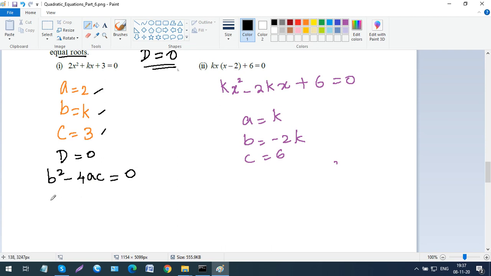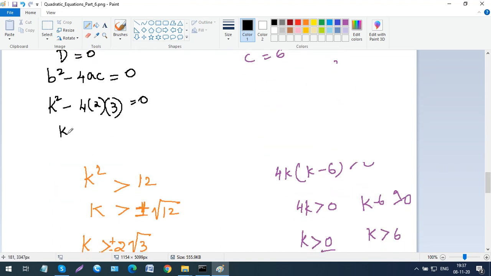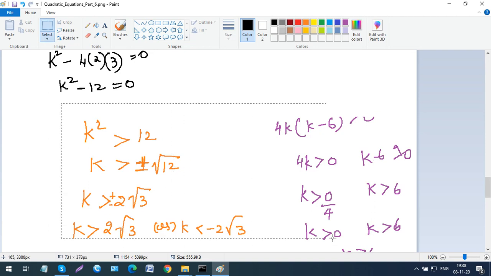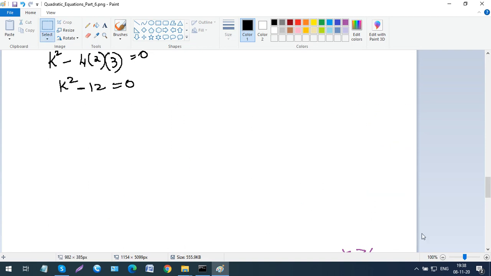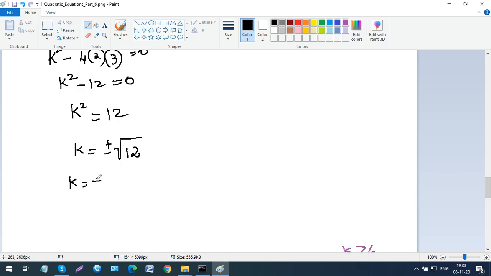So what is your B? k square minus 4 into 2 into 3 should equal 0. Then you get k square minus 4 times 8, 8 3s are 12, equals 0. So now you can find k square. k square equals 12, or k equals plus or minus square root of 12. Whenever you find the square root, you put a plus or minus. So k equals plus root 12 or k equals minus root 12.